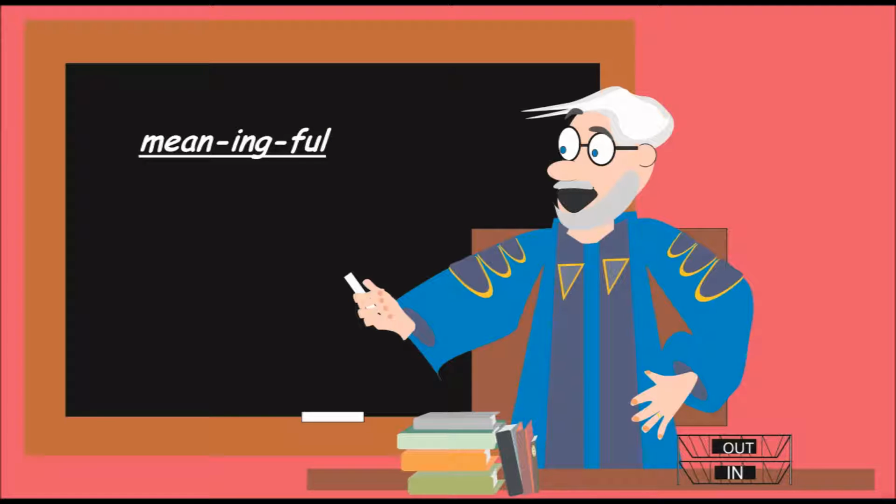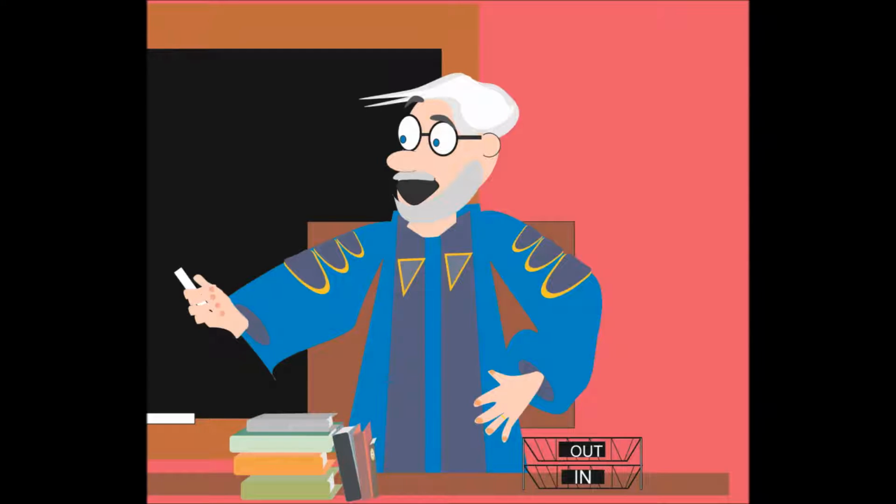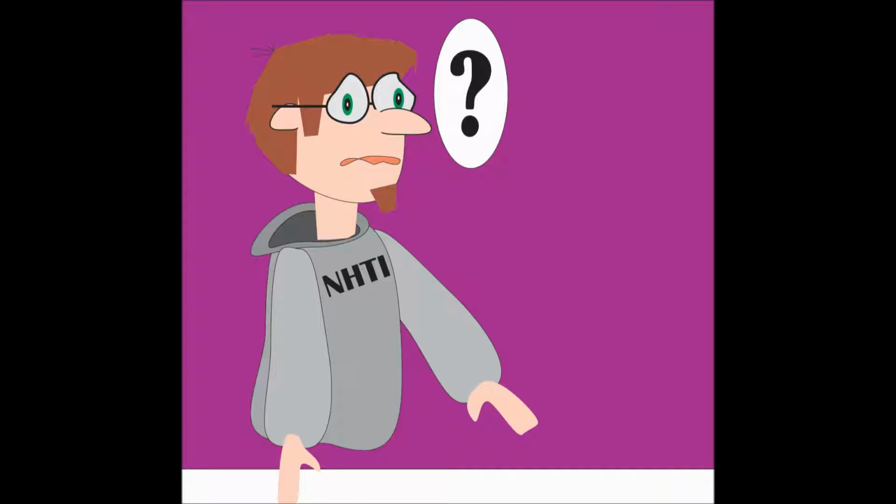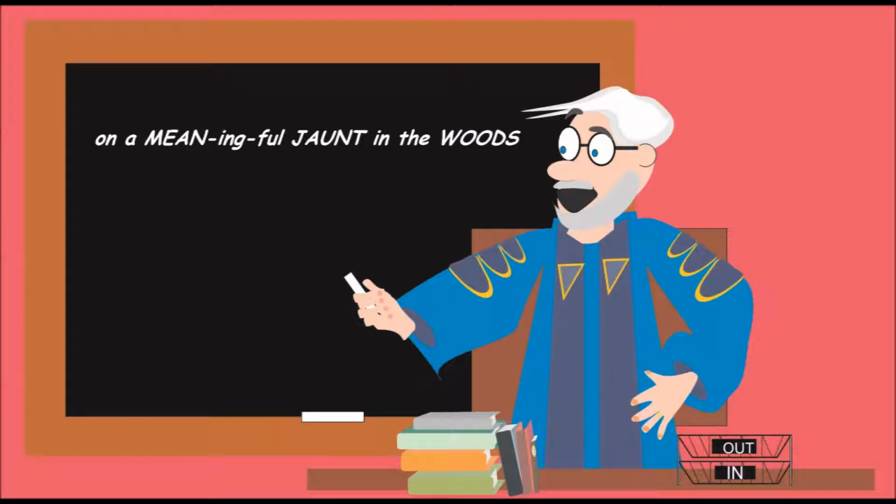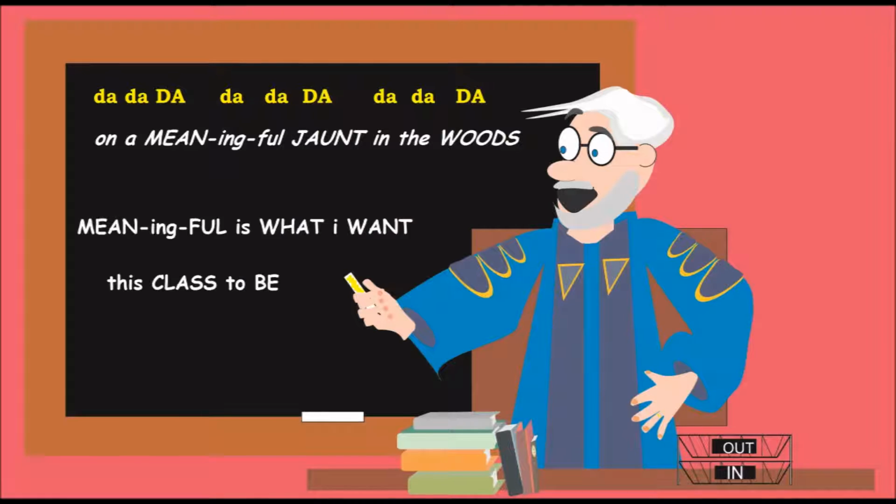A dictionary will tell you that there's a primary accent on the first syllable, the root syllable, mean, but it may also tell you that there's a secondary accent on the last syllable, full. So how do you deal with that secondary accent in a poem? Listen to these two lines. "On a meaningful jaunt in the woods," da-da-da, da-da-da, da-da-da. "Meaningful is what I want this class to be." Da-da-da, da-da, da-da, da-da, da-da.